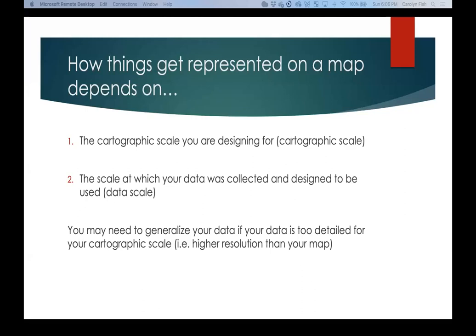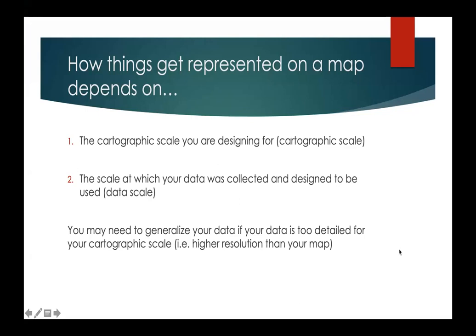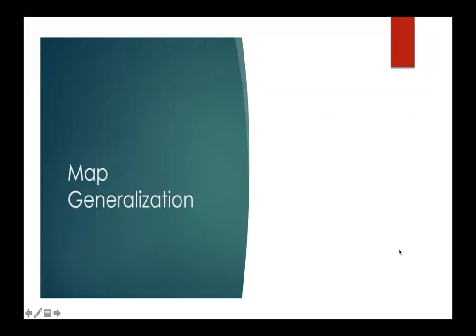How things get represented on a map depends on both the cartographic scale you're designing for, aka the map scale, and the scale at which your data was collected and designed to be used, the data scale. You may need to generalize your data if your data is too detailed for your cartographic scale, aka your data is at a higher resolution than your map. Remember when our coastlines look really jumbled? That's what I'm talking about. So let's talk quickly about map generalization.